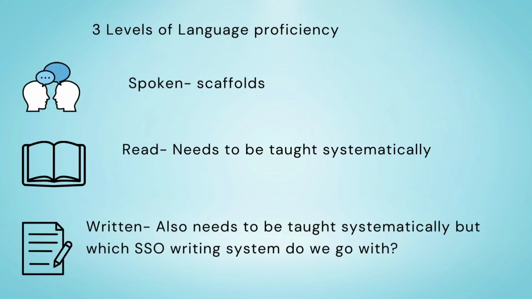There are 3 levels of language proficiency that render a person fluent in that particular language. There's spoken language, which we pick up with relative ease because there are knowledgeable others who provide speaking scaffolds. And then we have read language, which needs to be taught systematically. We've left schools to do that, but schools are overburdened, and we need to do our part as families, as society in general. Then there's written language, which also needs to be taught systematically.